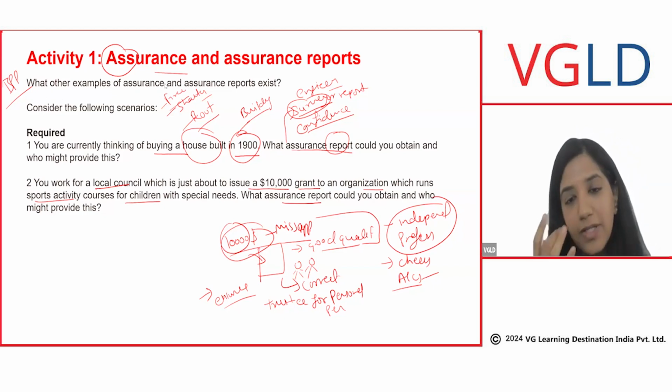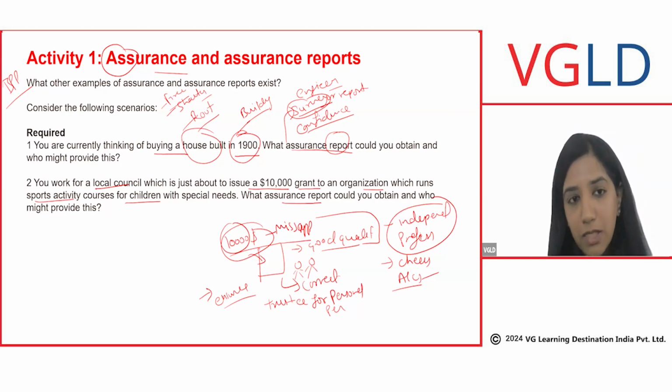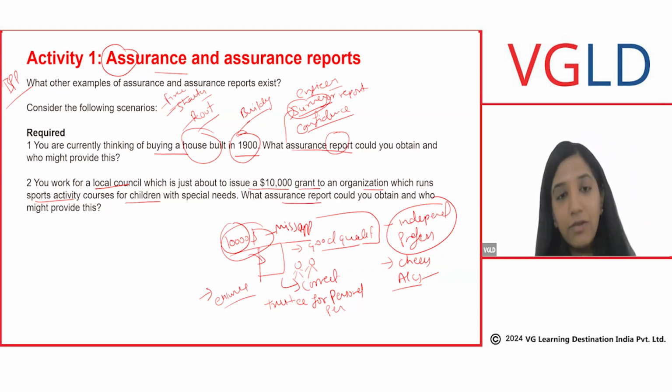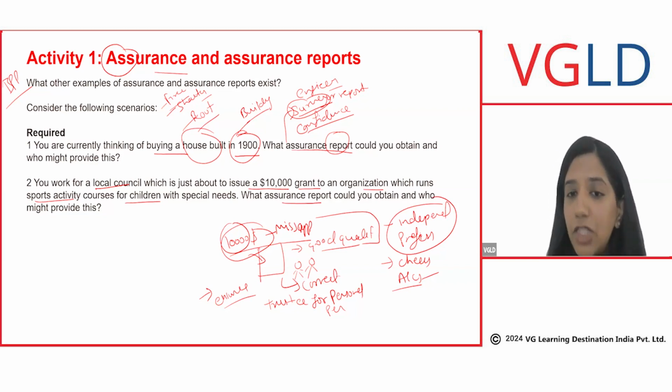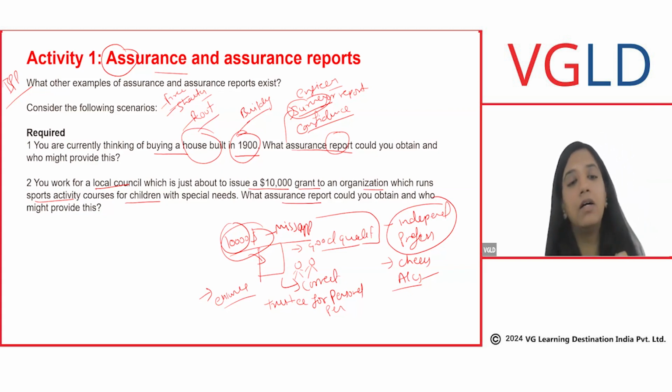What are the examples of assurance report existence? So you are currently thinking of buying a house, right? So just take it very simply without taking any load on your head. You want to buy a house, right? So what all you will check is something the auditor would also want to check. So an assurance report could obtain whether the property is legal or not. Is it an authorized colony? Is the land authorized or not? Is there a purchase deal in place? Is there an affidavit signed by both the parties and the government?